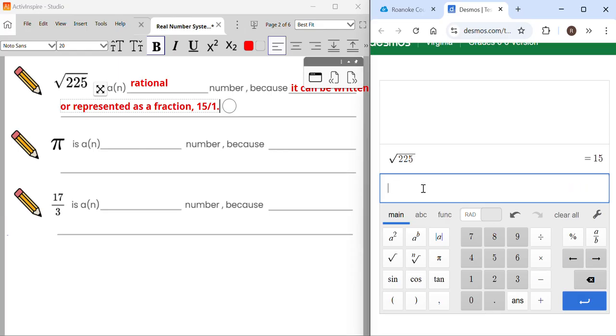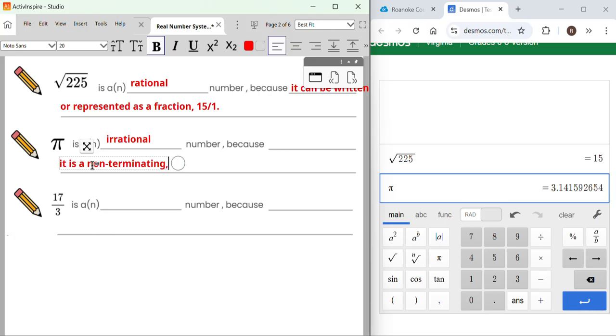Pi. You can also just type the letters pi and that will give you pi. Now, it is definitely irrational. And the reason it is irrational, I'm just going to come down here and type it, is that it is a non-terminating, non-repeating decimal.